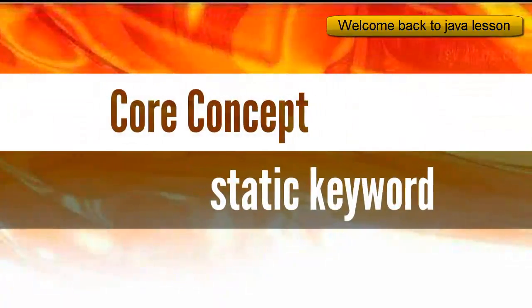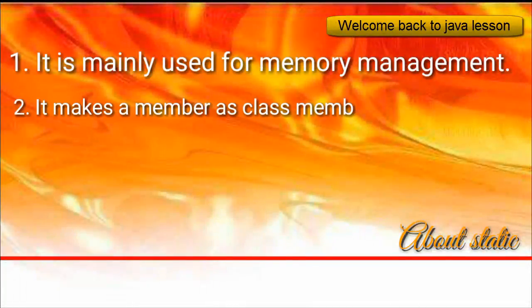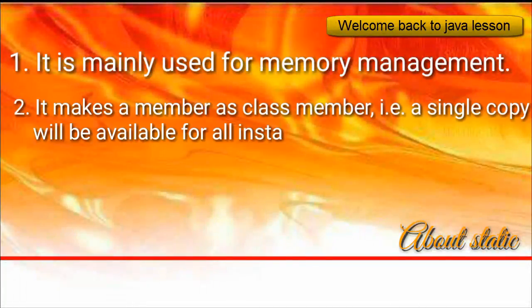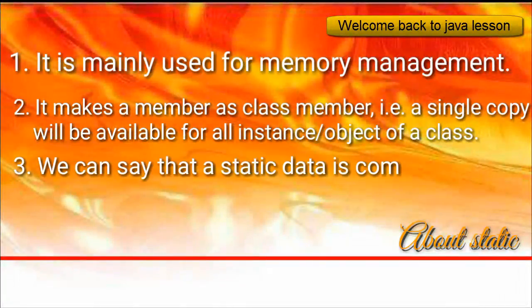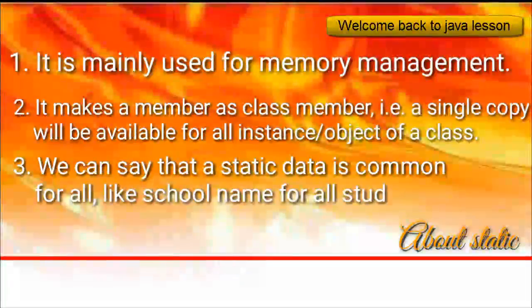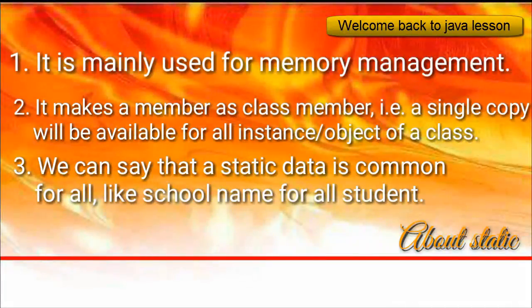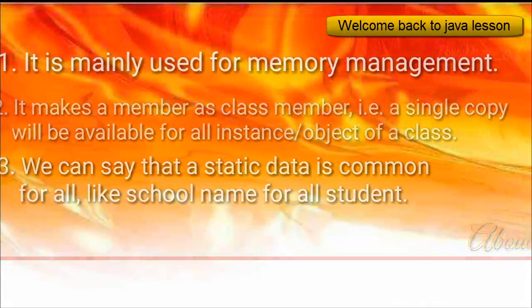Java lesson. In this lesson, we will discuss the core concept of the static keyword. A static keyword is mainly used for memory management. A single copy of static data can be shared by all instances of a class. For example, the school name for all the students of a school is common, so it can be kept static.